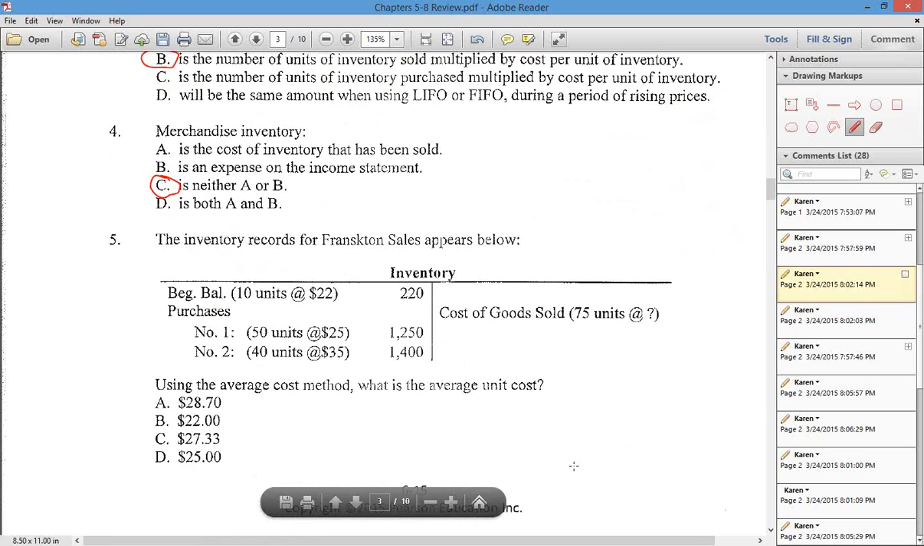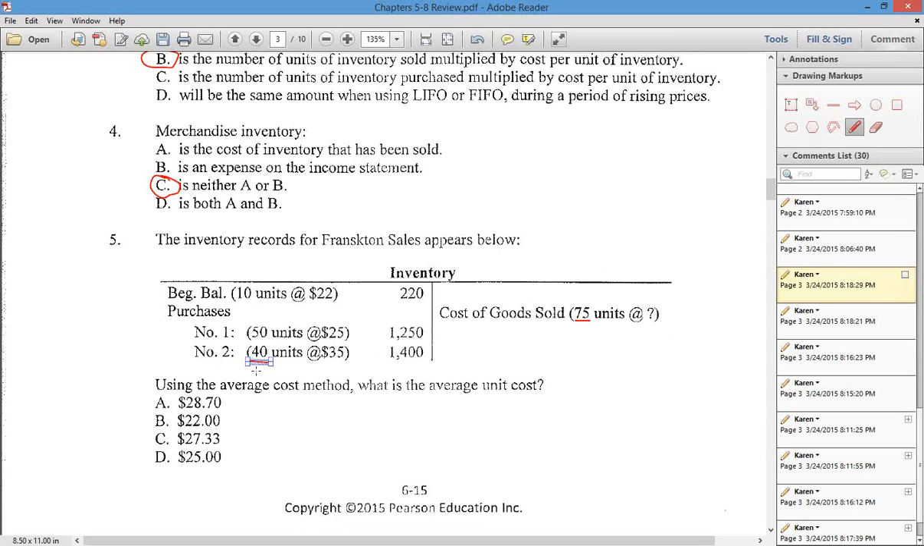This is about as close as it gets to doing inventory calculation in this particular little quiz, and it's interesting how they present this. It checks your understanding of how inventory works. So here's your inventory account. You had a beginning balance of 10 units at $22. You had 2 purchases, 50 units at $25 and 40 units at $35. You sold a total of 75 units. So it's important to know that you sold 75 units. You had a total of 100 units available for sale at one point in time.